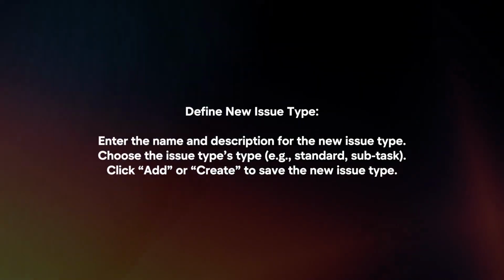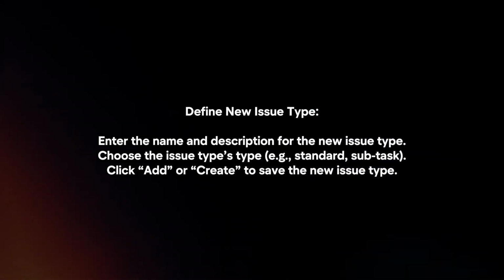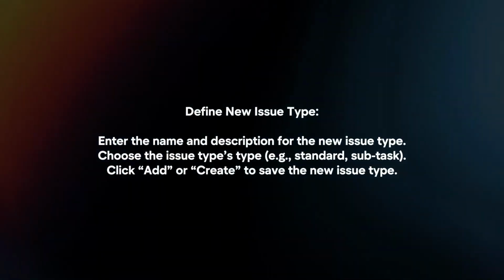Define New Issue Type. Enter the name and description for the new issue type. Choose the issue type's type. Click Add or Create to save the new issue type.